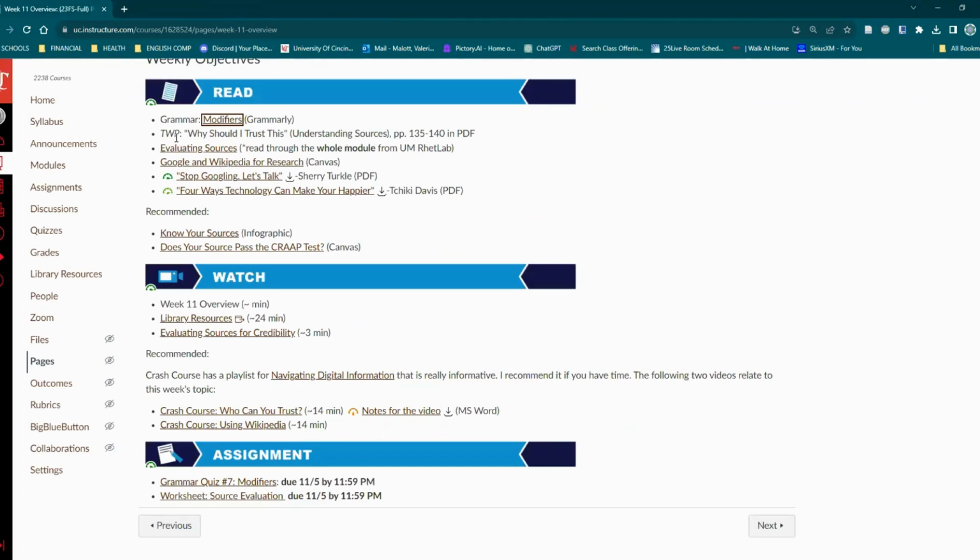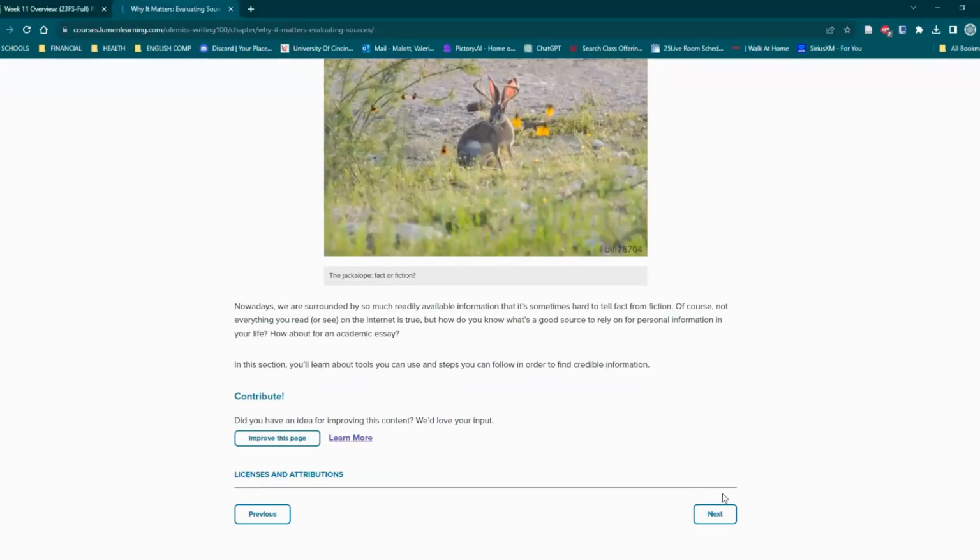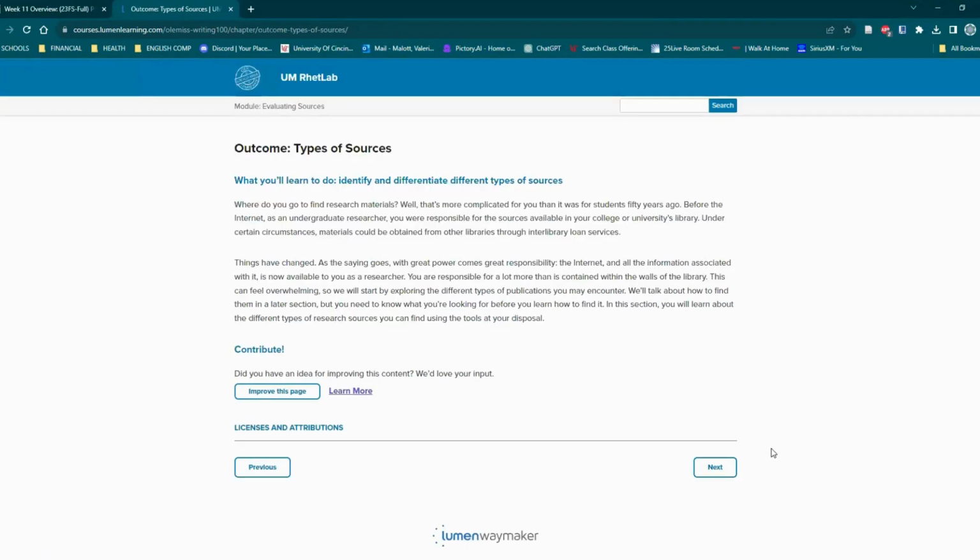I also have from the writer's practice a recommendation that you should read pages 135 to 140 in the PDF, "Why should I trust this?" And this is dealing with understanding sources and evaluating them. There is also a module from the University of Mississippi Ret Lab called Evaluating Sources. This is very important information, so please don't skip over that. Remember, I want you to read the whole module, which means that you have to navigate through by clicking Next at the bottom of the page.